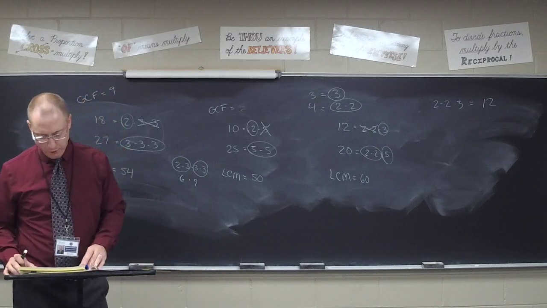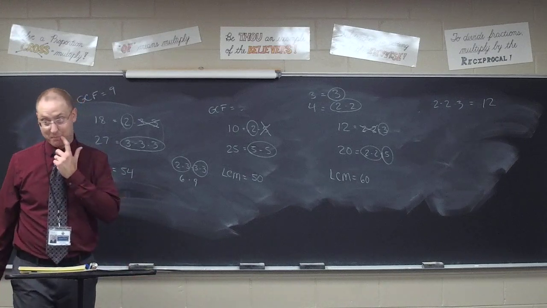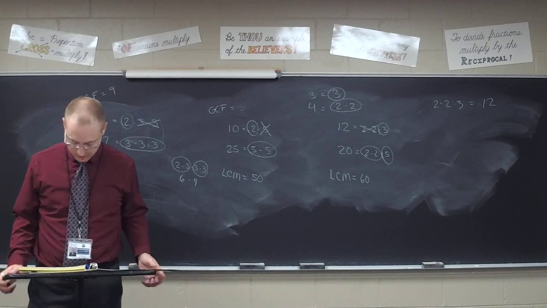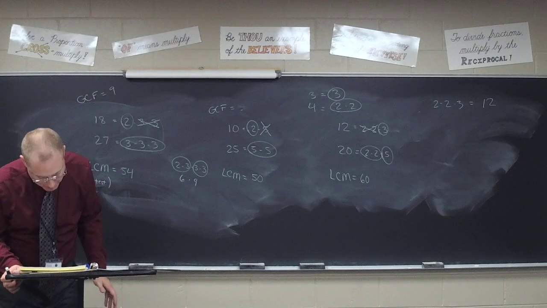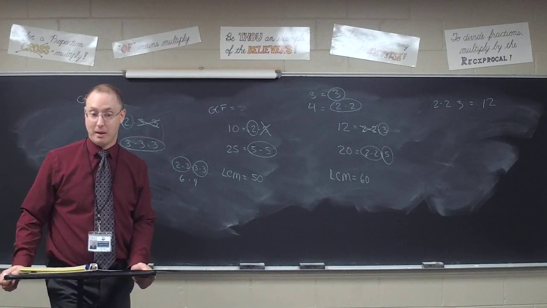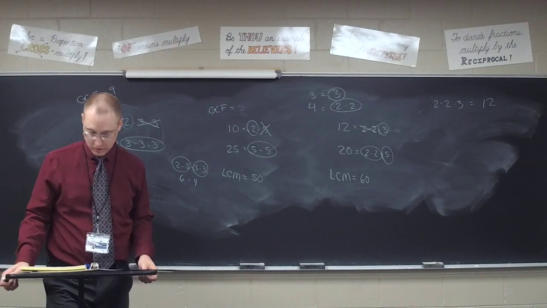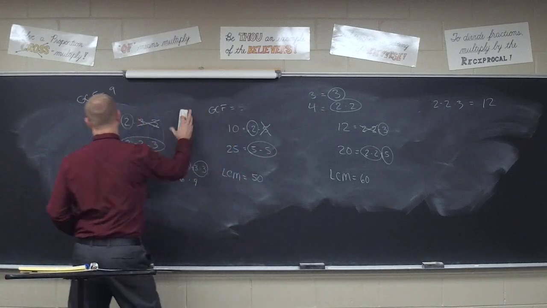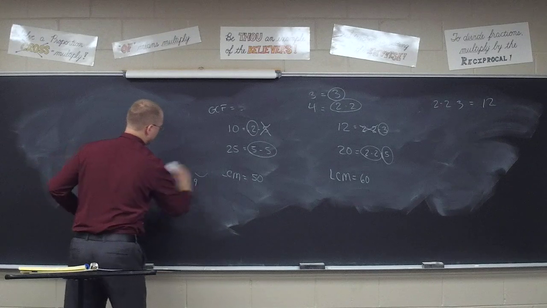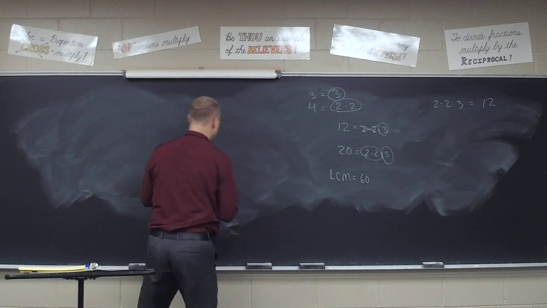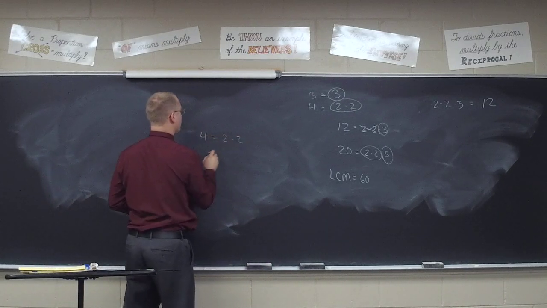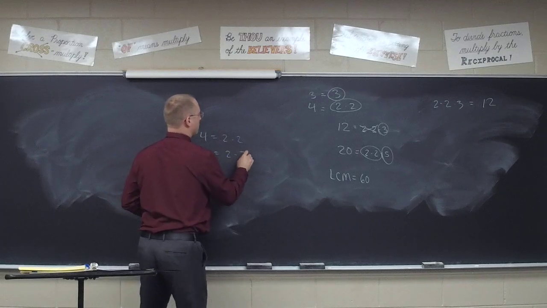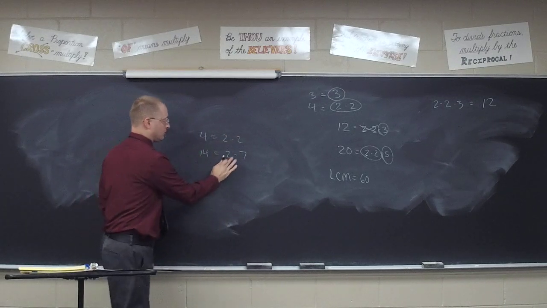Look at the next one. 4. They gave it to us again. How would we prime factor the 4, Sam? 2 times 2. How would we prime factor the 14 right below that page? 2 times 7. All right. What do we need to circle here, Paige? We're circling our winners. We've got 4 is 2 times 2. We've got 14 is 2 times 7. What do we circle? 2 and 2.